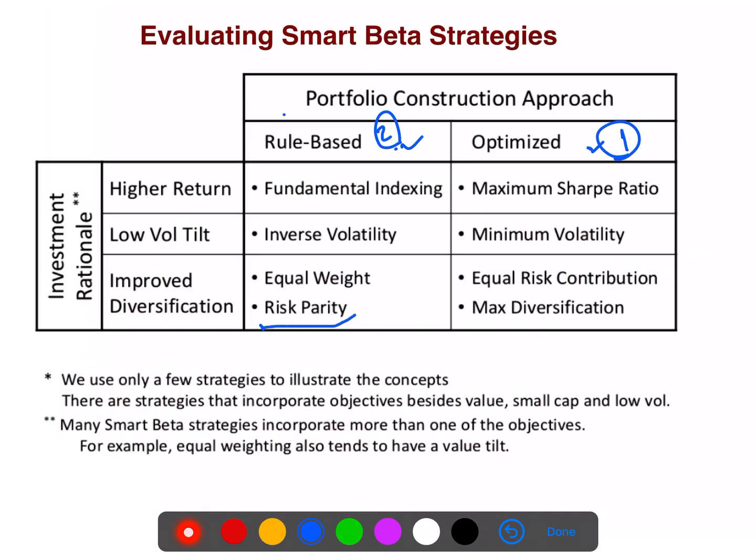So you see, risk parity, hierarchical risk parity, all of these paradigms you can see as rule-based. And for minimum volatility, you do maximization, simple maximization, either quadratic or just first order.